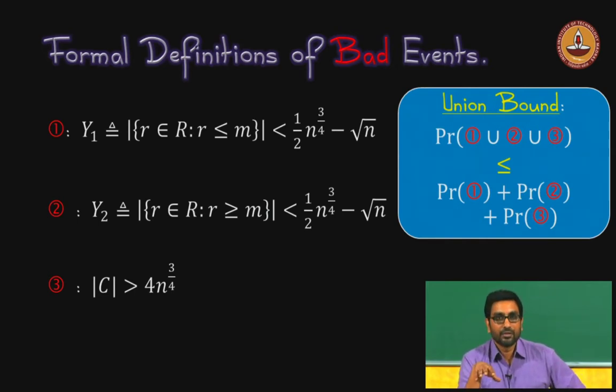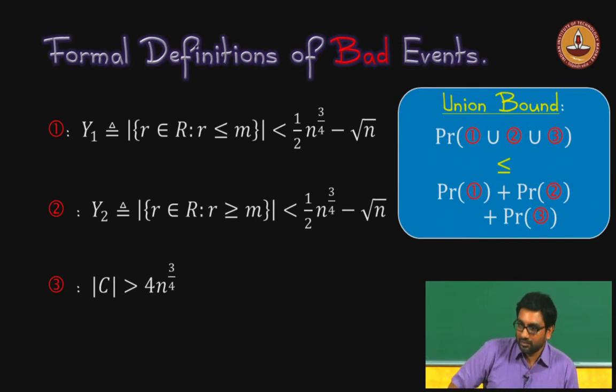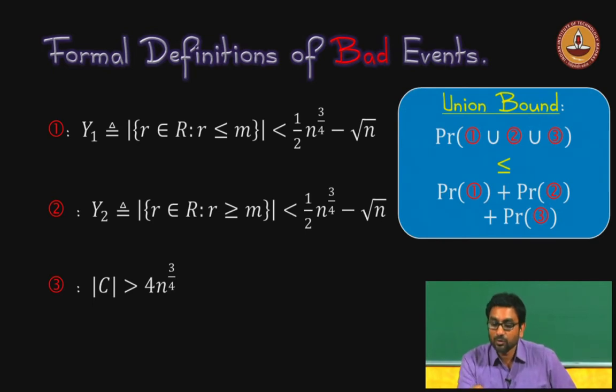This is a very important thing, simple but extremely useful. If you have a few bad things that can go wrong, in this case there are 3 bad things that can happen, and if you can ensure that each one of those bad things happens with very small probability, then the probability that any one of those bad things happens is just at most the sum of the individual probabilities. This is just coming from the inclusion-exclusion principle and throwing away terms that we do not need.